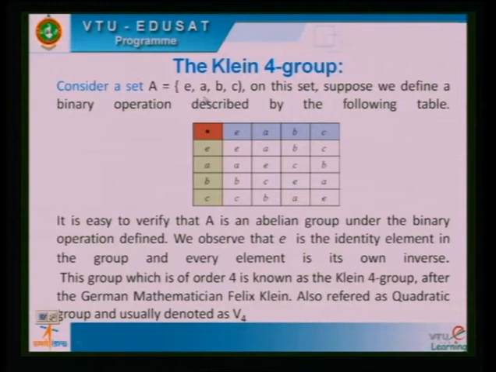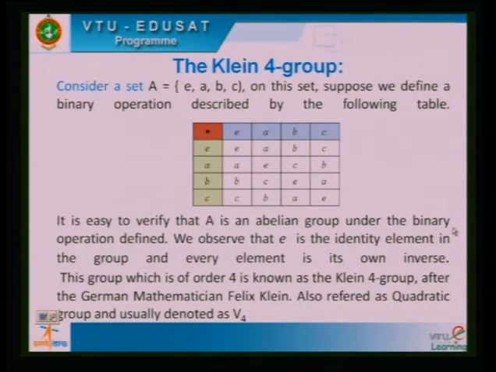Consider the set A equals {e, a, b, c}. Suppose we define a binary operation described by the following table. Here the operator has e, a, b, c on the rows and also e, a, b, c on the columns. e into e is equal to e, e into a is equal to a, e into b is equal to b, and e into c is equal to c, identity star that element. a into e is equal to a, a into a is equal to e, so a and its inverse give the identity. Similarly, b into b is equal to e, and c into c is equal to e. Simply observing the table itself, we say that it is an abelian group.